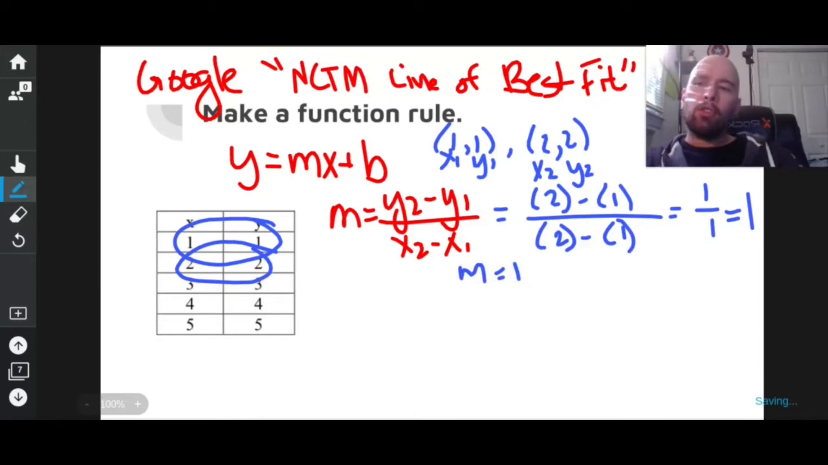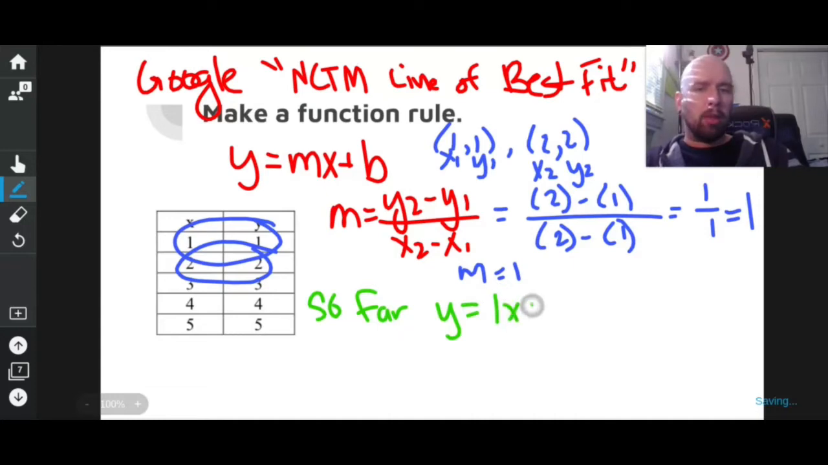So what I have so far is y equals 1x plus b.